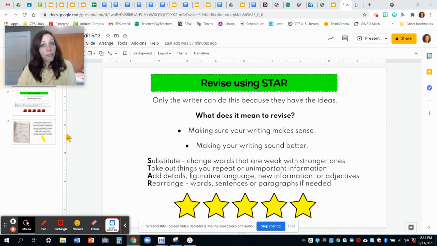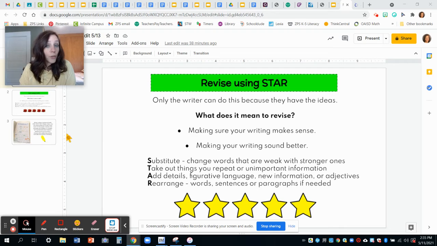But remember that when you revise, only the writer is really the person who can do that revising. That's adding things and changing things, making your writing sound better. Does it make sense, right? Adding things to it, taking things away. And only the writer can really do that because they're the ones that have the ideas in their head, right? They know the story, they know the events of the story and what's happening. So they're the ones that can add to it and make it better.